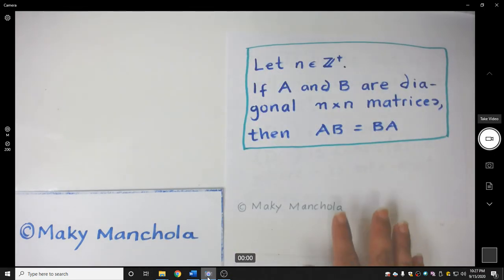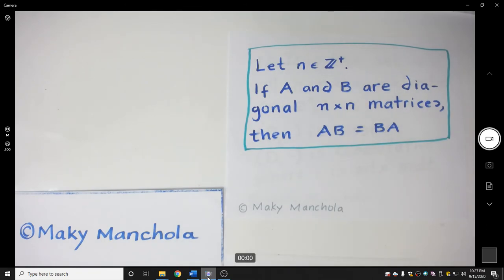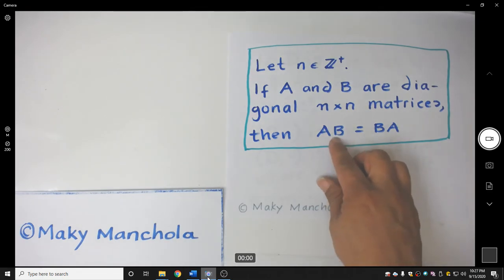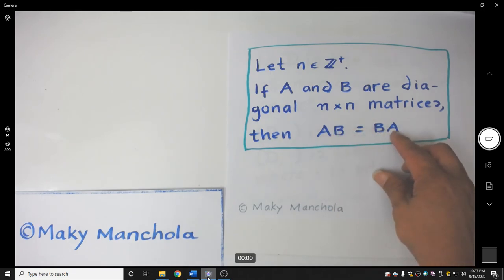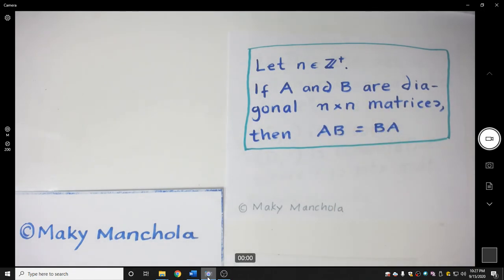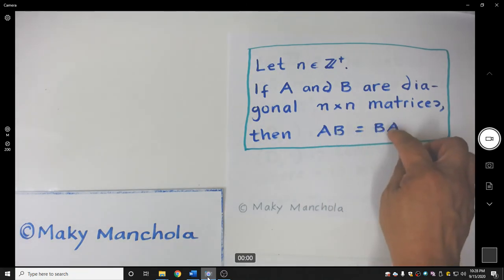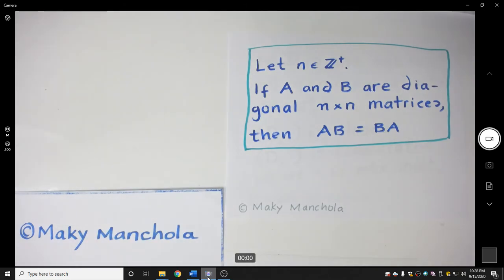Okay, so another property. If A and B are diagonal n by n matrices, then AB equals BA. Well, we already know that the product AB is a diagonal matrix. BA is a diagonal matrix. The only thing that you need to be concerned about is whether the generic entry in the diagonal of AB is the same as the generic entry in the product BA.